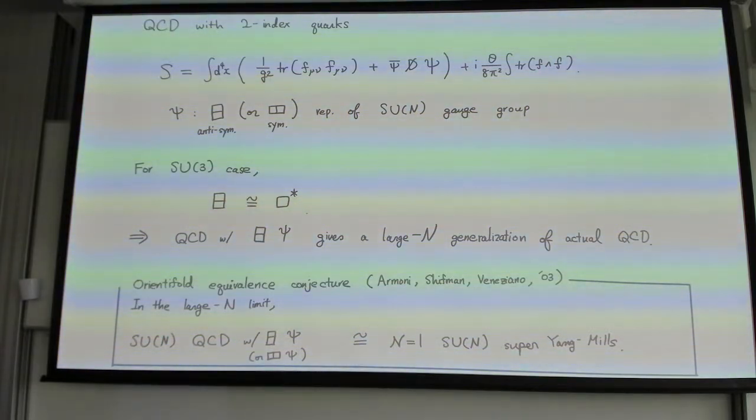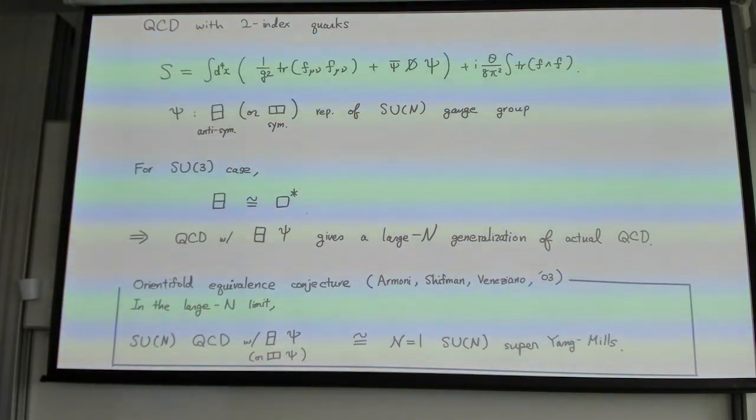And furthermore, there is a very interesting conjecture given by Adi Armoni, Misha Shifman, and Veneziano in 2003, called the orientifold equivalence conjecture, which states that in the large N limit, this SU(N) QCD with two-index symmetric or anti-symmetric quarks is equivalent to N=1 super Yang-Mills theory.